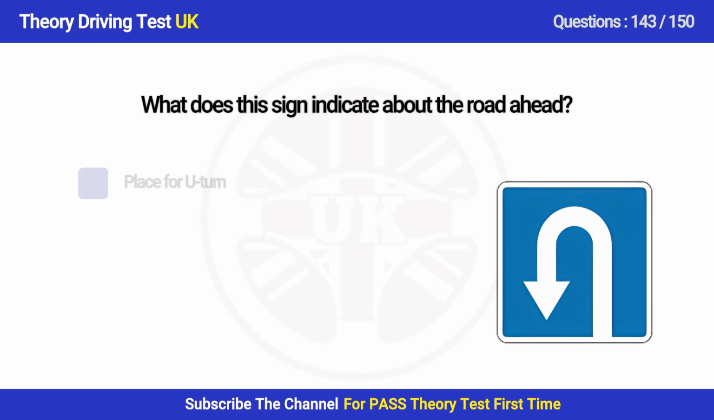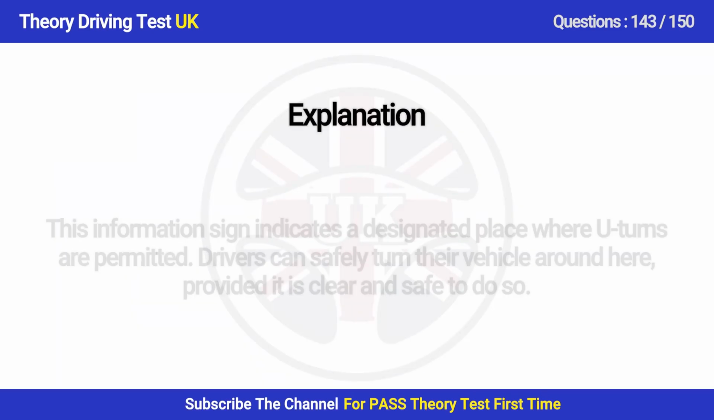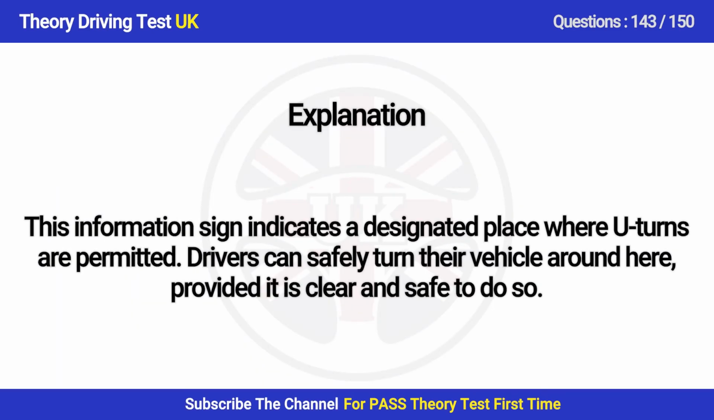Question 143. What does this sign indicate about the road ahead? A. Place for U-turn. B. No U-turn allowed. C. Turn right only. D. Dead end ahead. Answer is A. Place for U-turn. This information sign indicates a place where U-turns are permitted. Drivers can safely turn their vehicle around here, provided it is clear and safe to do so.